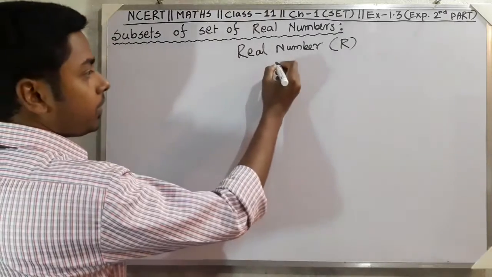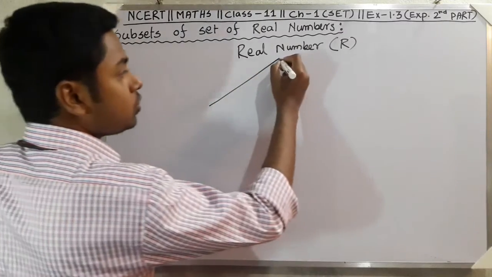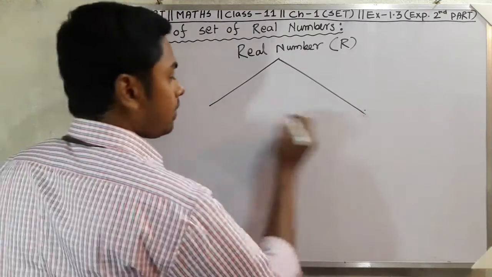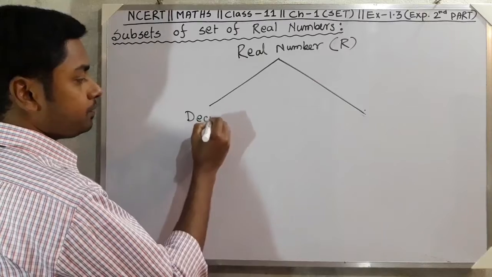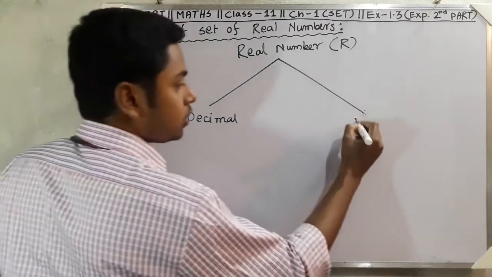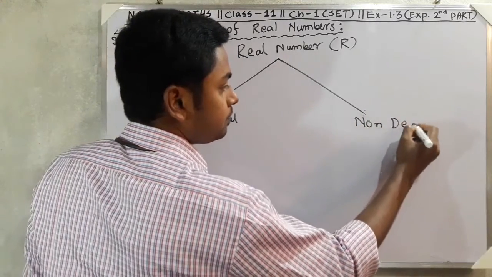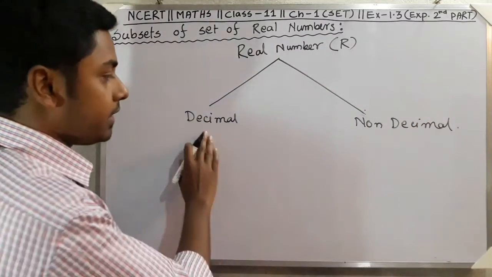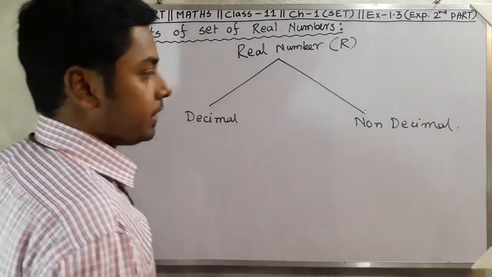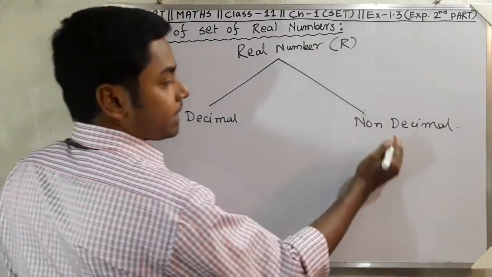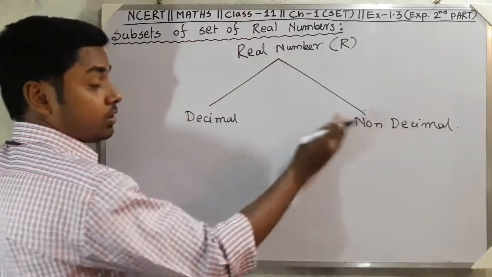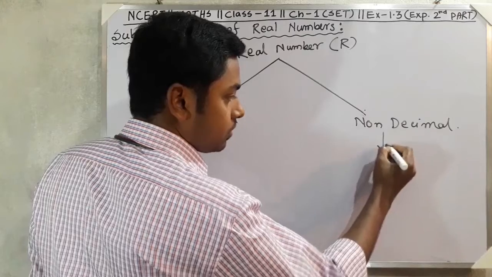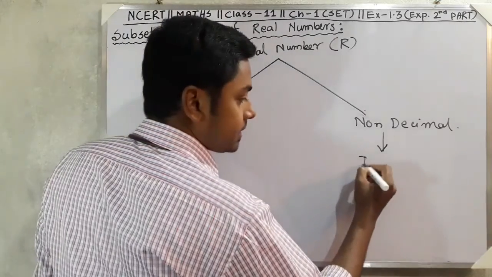Real number has two parts, that is, decimal and non-decimal. Now if I am taking the non-decimal first, what can we take? Integer.